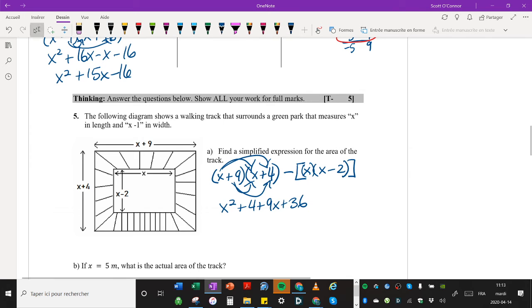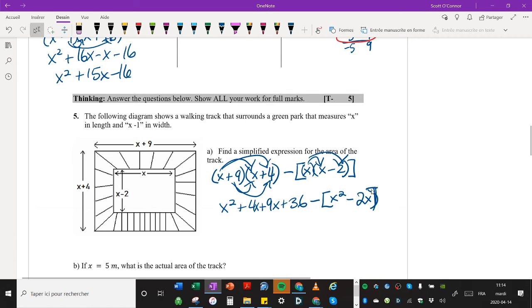Okay, so that was x times x was x squared, and x times 4 was 4x, and then 9 times x was 9x, and then 9 times 4 was 36. And then over here, when I do this, I do x times x. Using the distributive property, I get x squared. x times 2, I get minus 2x. So again, this is in brackets.